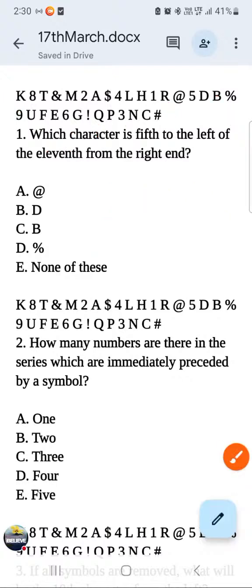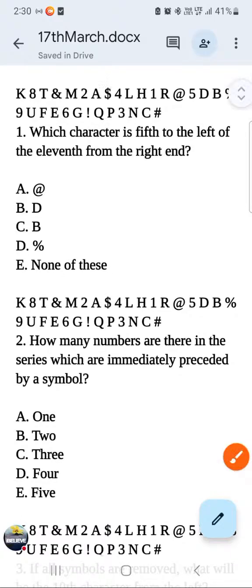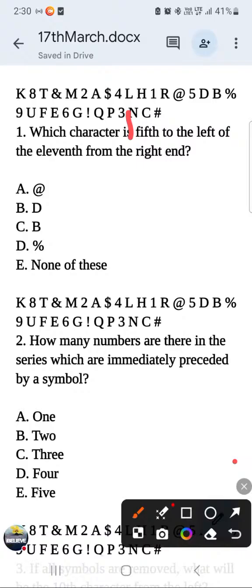So I'm sorry, which is 1, 2, 3, 4, 5. So D is the correct answer. Option B is the correct answer.